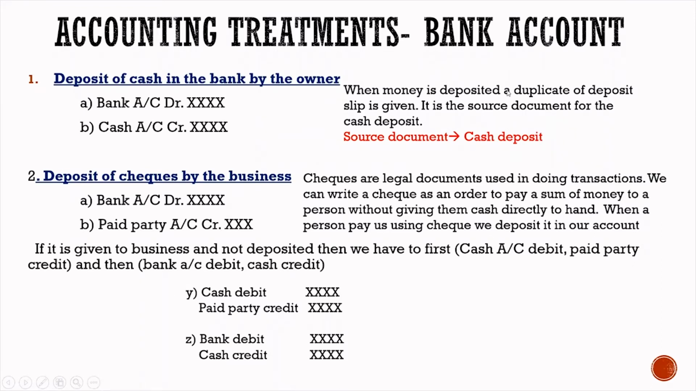When money is deposited, a duplicate of the deposit slip is given. It is the source document of the cash deposit. So the source document is the cash deposit.